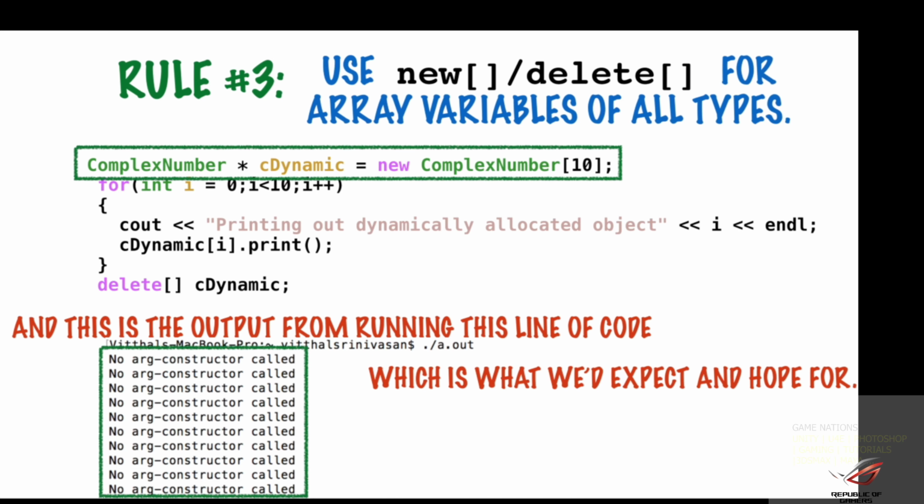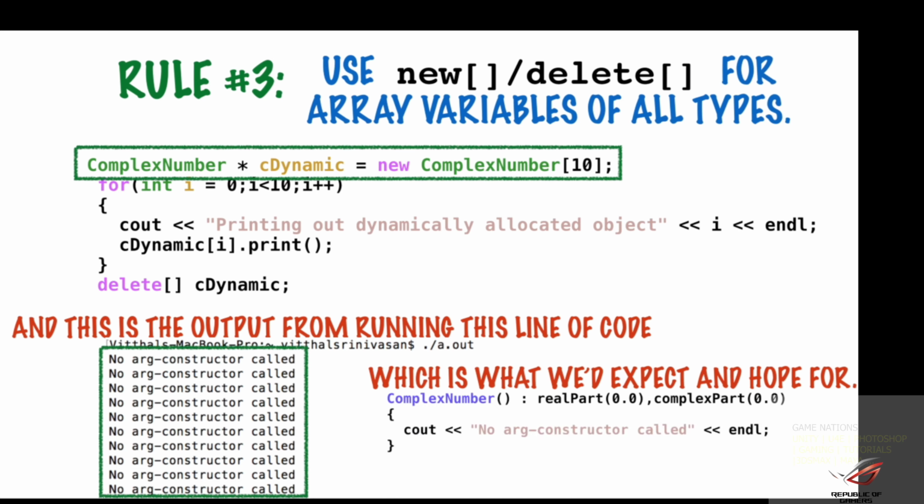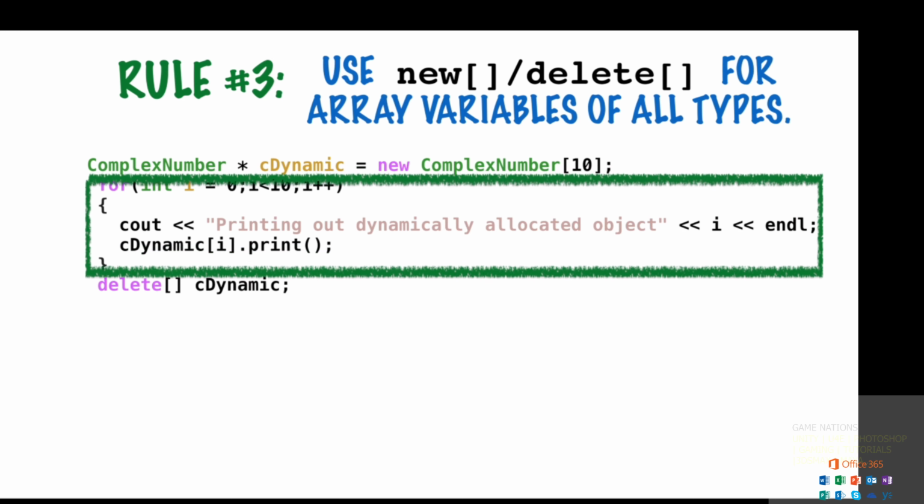All of this code should be available as a downloadable resource as a part of this lecture. You can go ahead and run it and see for yourself. Note that we've output exactly this message in the no argument default constructor. We've also initialized the real part and the complex part both to 0.